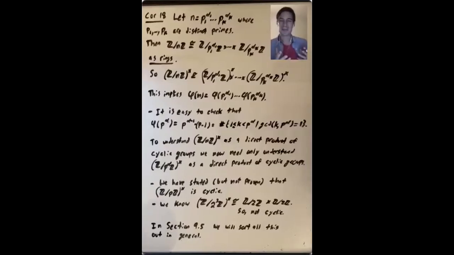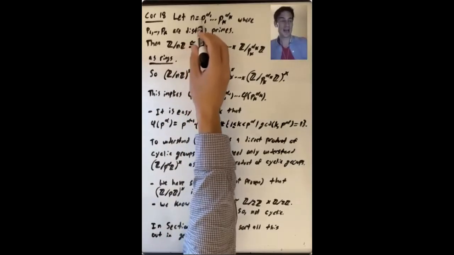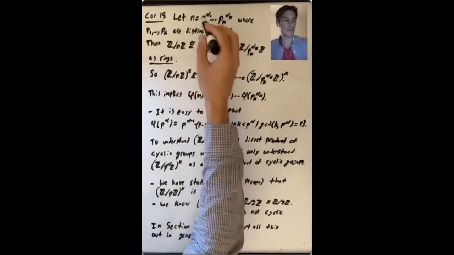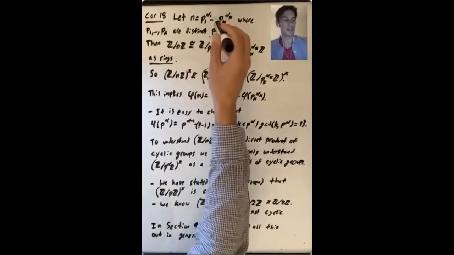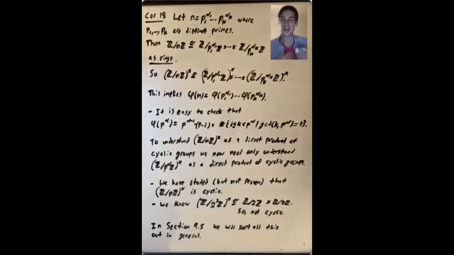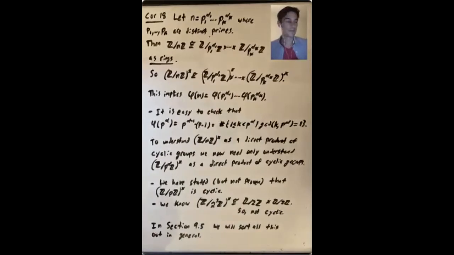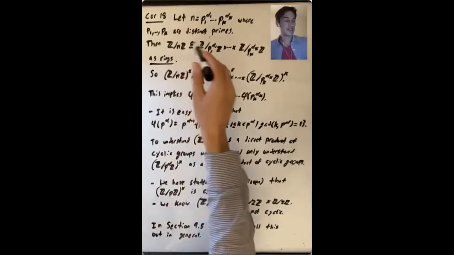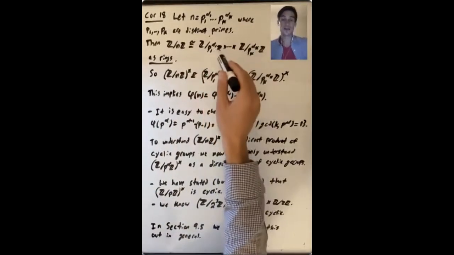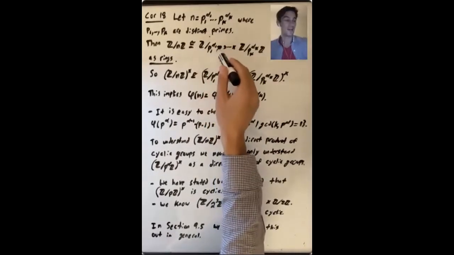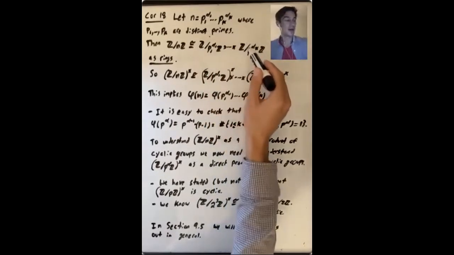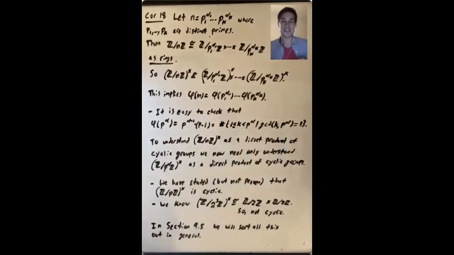So let's see an application of the Chinese remainder theorem when our ring is equal to Z. Let's take a positive integer n with prime factorization p1^α1 p2^α2 ... pk^αk. So each one of these αi's is greater than or equal to 1, and p1 up through pk are distinct primes. Then Z/nZ is isomorphic to the direct product of the rings Z/p1^α1 Z × ... × Z/pk^αk Z.